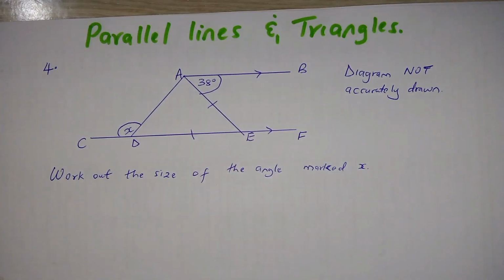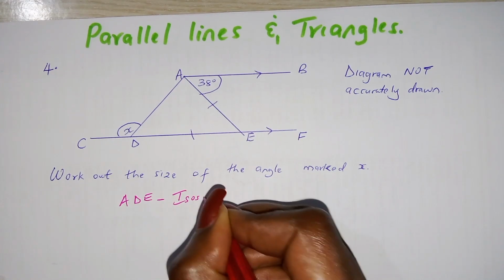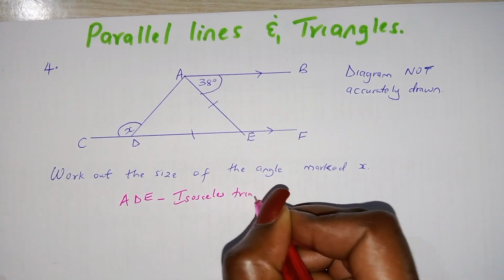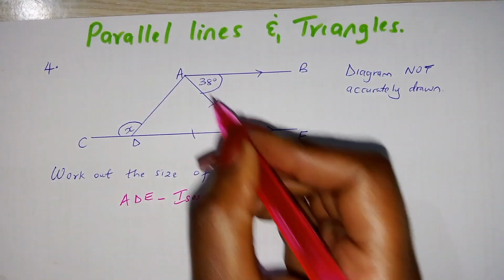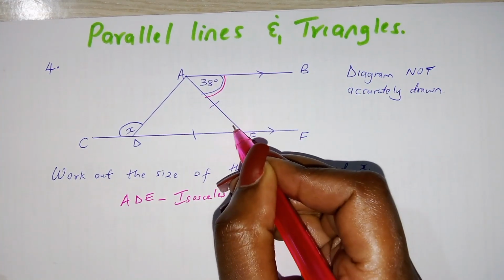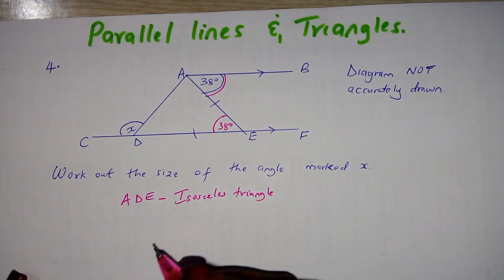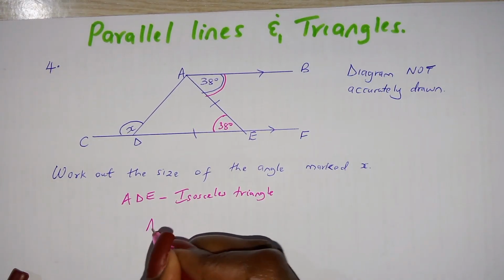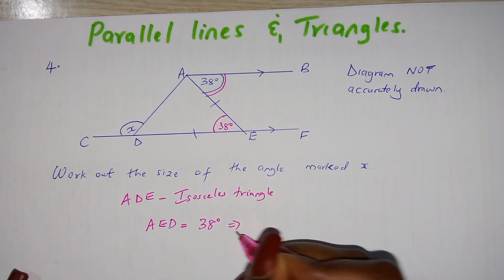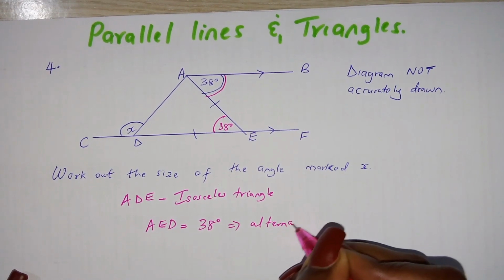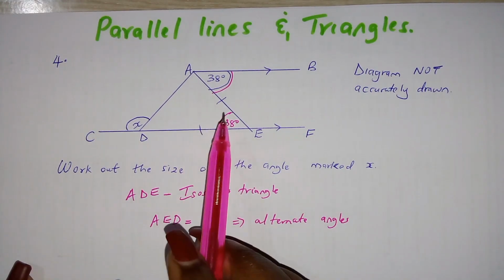Okay, so here we have an isosceles, so we can say ADE is an isosceles triangle. So using alternate angles, this angle here is the same as this one. Okay, so we can say that AED is 38 degrees because alternate angles are equal.